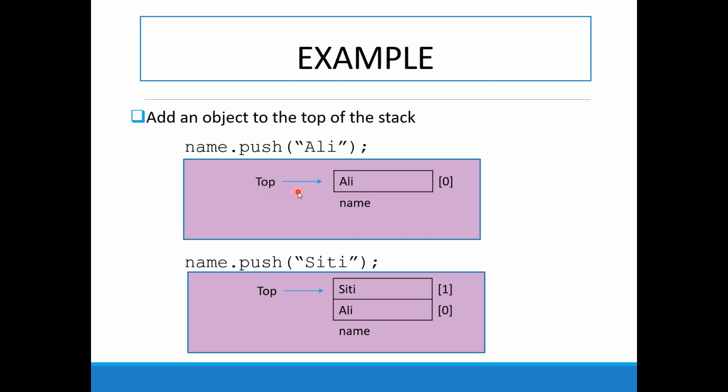Okay, top element. Next, we push another element. Name.push. Okay, name ni nama stack tadi ya. Name.push, and then kali ni kita nak push element string city. So city will be on top of Ali, and will be at index 1. Then the new top, city will be the new top. Okay, the top will change from Ali to city. Kalau tengok sini, algorithm dia mudah kan? Bila tambah baru, yang baru tu jadi top. Tambah lagi, yang baru jadi top. And so on. So, mudah saja.